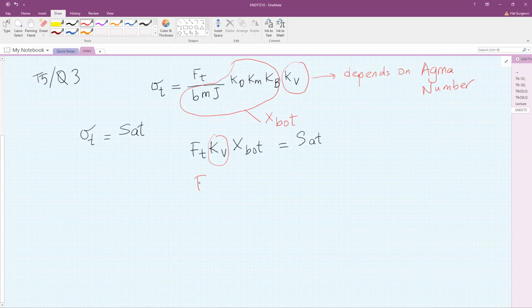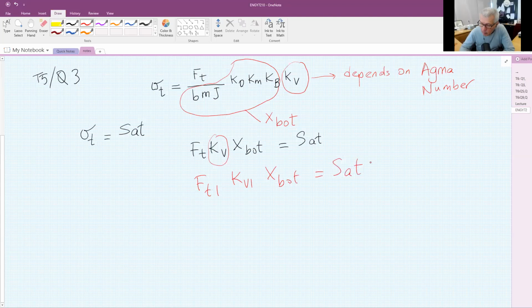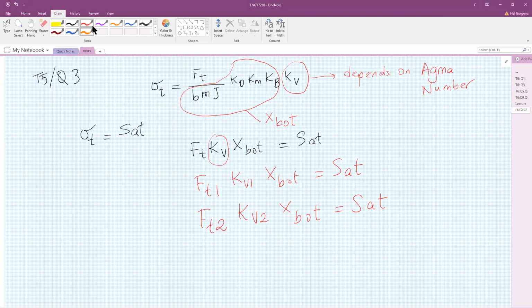Because you can say that FT original one, okay, this is one, and the second one, this is for the safe operation. We're trying to calculate the safe FT, with KV2. You can find from here what is going to be the FT2, because KV2 will change. You understand? Mhm. Do you understand these two equations? Yes.